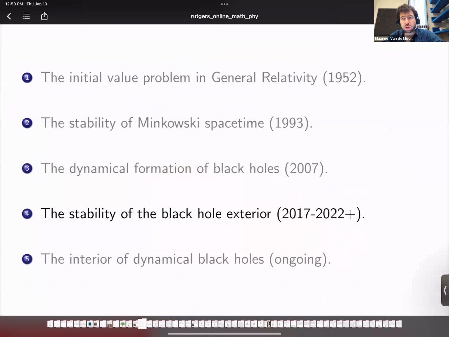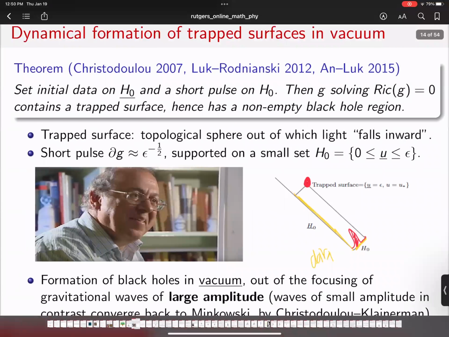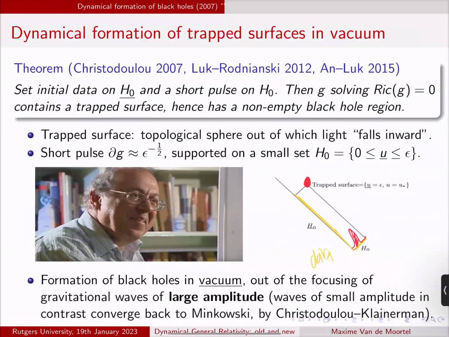Okay, so now that we see that black holes form, we want to describe what black holes look like. Maxime, could you say again exactly how the Christodoulou result is better than the Hawking or Penrose result?